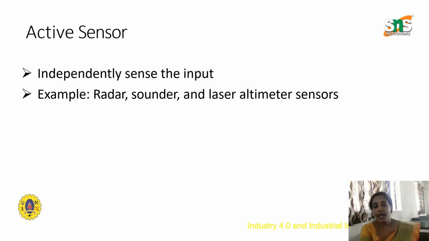The next one is the active sensor. It can independently sense the input. That is why we say it is an active sensor. The first example is the radar sensor, sound sensor, and the laser altimeter sensors. The radar sensor determines the light, the sound sensor determines the sound, and the laser altimeter sensor determines the laser light. So these are the active sensors. Compared to passive sensors, active sensors would be quite costly.